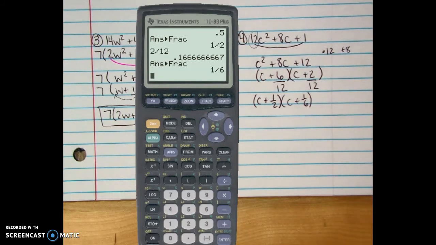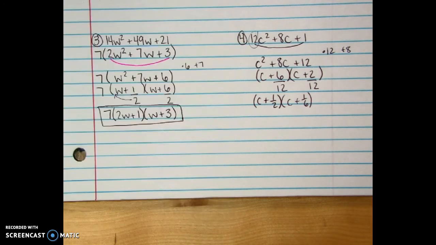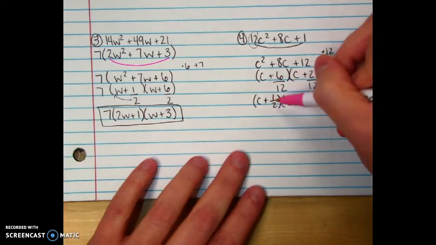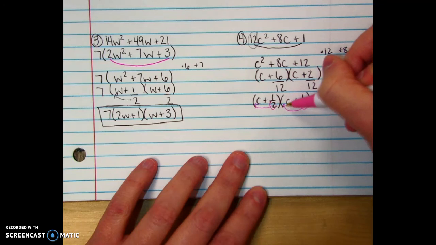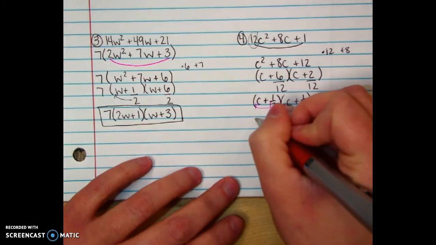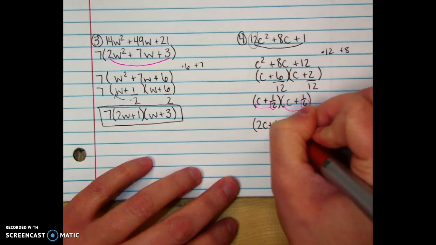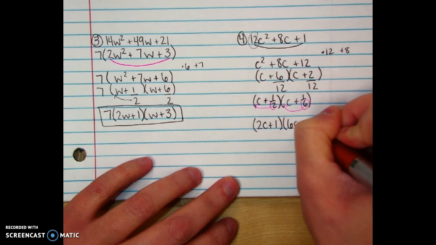Okay, but don't leave it like that. Let me get rid of this calculator. Don't leave it like that because we need to move the denominators to the front. So final answer will be 2c plus 1 and 6c plus 1.